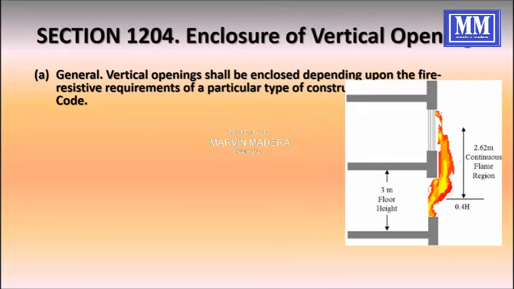It shows the height of the floor and the continuous flame regions. So there is what we call an enclosure, in order for the flame, in this figure, not to go through the other openings.